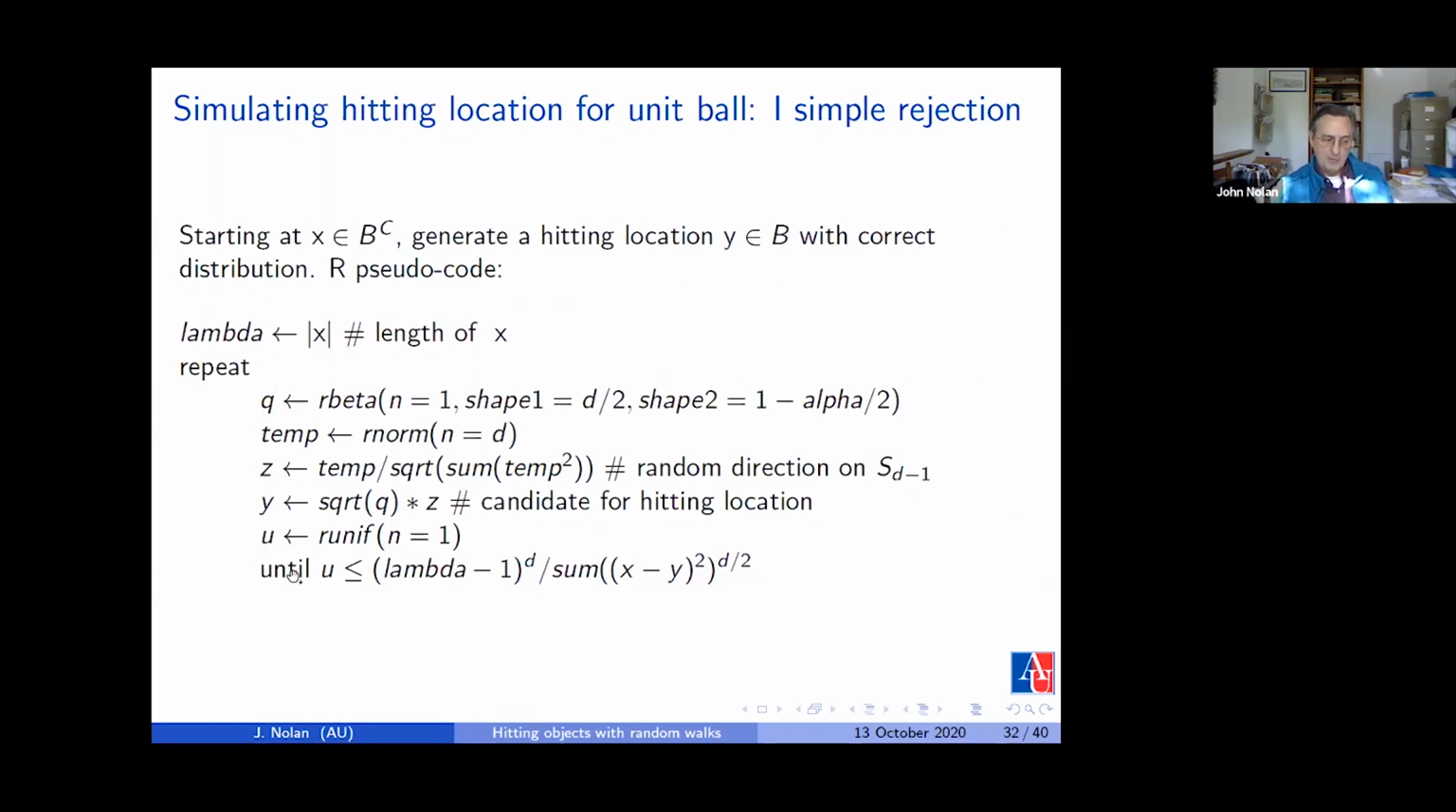Then we generate a uniform 0, 1 random variable, and we test: is that U less than this quantity, lambda minus 1 squared over the norm of x minus y to the dth power? You repeat this loop until this condition holds. This is an illustration of what's called a rejection method for generating a certain distribution.